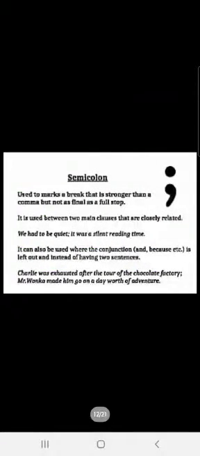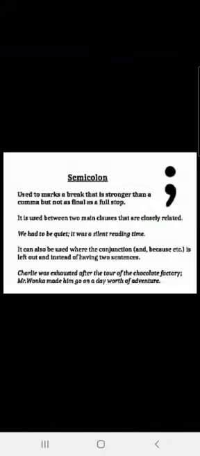Let us read more about it. Semicolon is used to mark a break that is stronger than a comma but not as final as a full stop. Okay? It is used between two main clauses that are closely related. That means the two sentences have to be related to each other. Those two sentences have separate meaning also children. They can stand alone, they can be used separately as one sentence. But they both should also be related to each other.